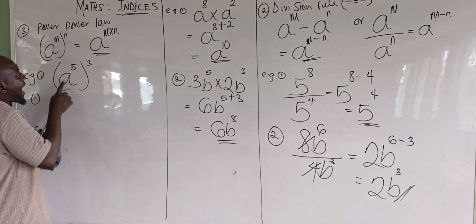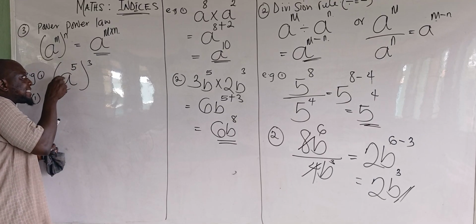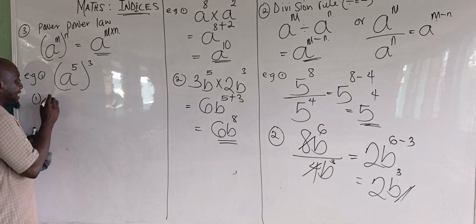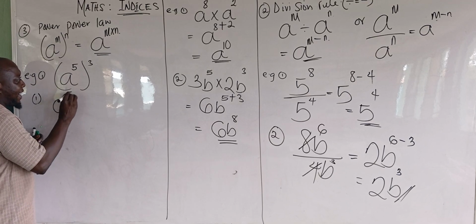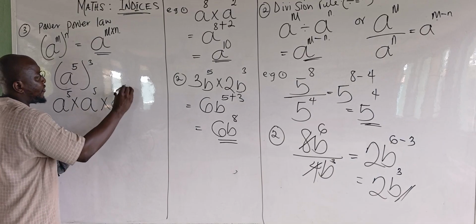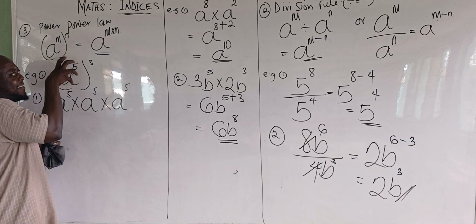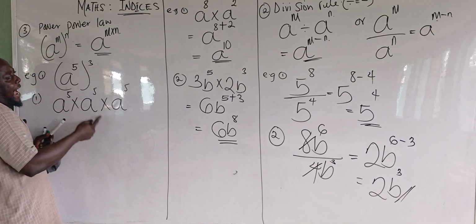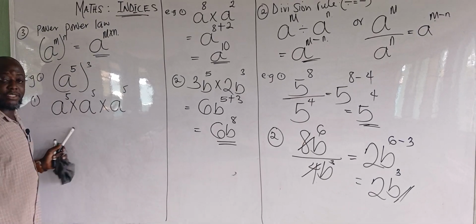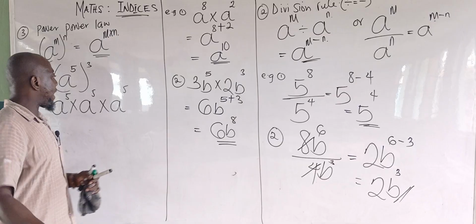It means that I can expand this one in this bracket 3 times. That's what it means. I'll write it 3 times like this. A raised to the power of 5 times A raised to the power of 5 times A raised to the power of 5. That means express everything in this bracket 3 times. And then which sign do I put now? The sign, because of this bracket, I'm putting times. That's what it means.